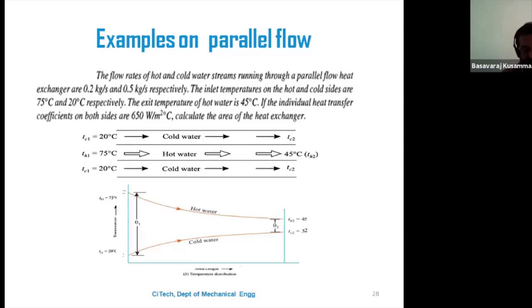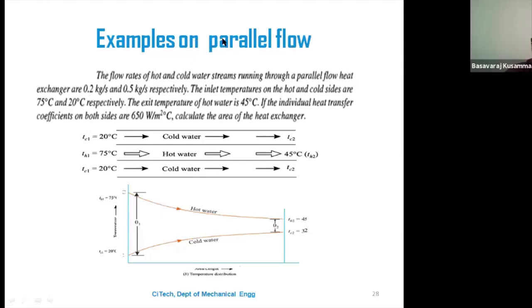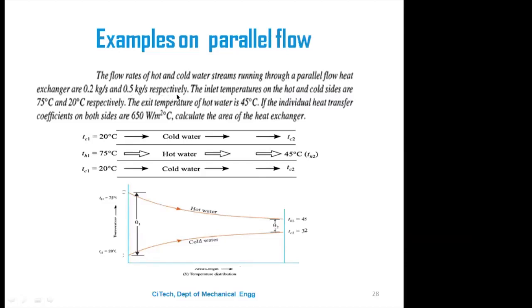Yes, sir. Here, this is the example on the parallel flow. Okay, we can take this one. The flow rates of hot and cold water streams running through the parallel flow heat exchanger are 0.2 kg per second and 0.5 kg per second respectively. What is the flow rate? Mass flow rate. Understand? The mass flow rate of the hot fluid is 0.2 kg per second and the mass flow rate of the cold fluid is 0.5 kg per second respectively.